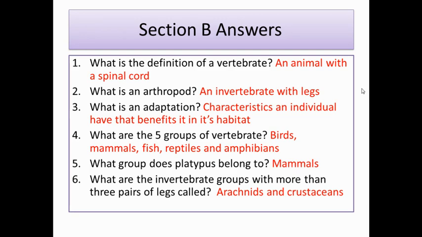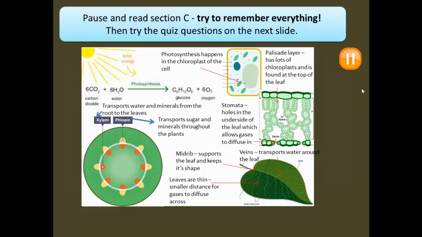Okay, so I hope you've done really well on that section. Let's have a look at section C. So pause it, read through, try and take in as much as possible. This has got the adaptations on. So again, this is an area of weakness. So let's see if we can do really well on this section.